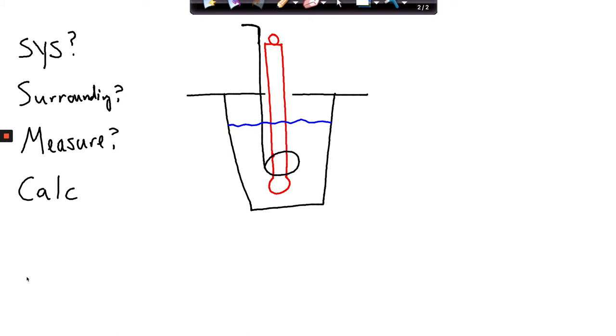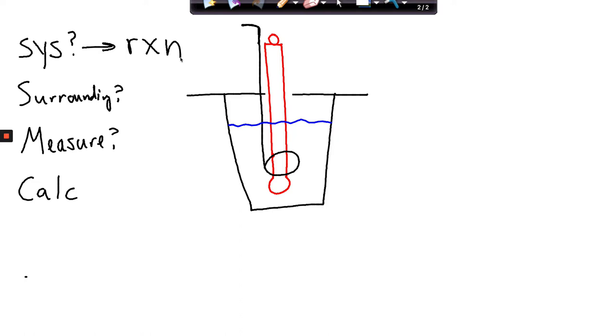So, guys, answering these questions, and I know I already gave you the answer to the first one, but we can talk anyway. In a coffee cup calorimeter, what is your system? And the answer is the atoms and molecules involved in the reaction. So I'm just going to summarize that, and I'm going to say that the system is the reaction.